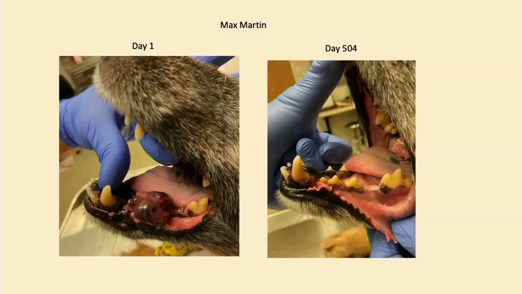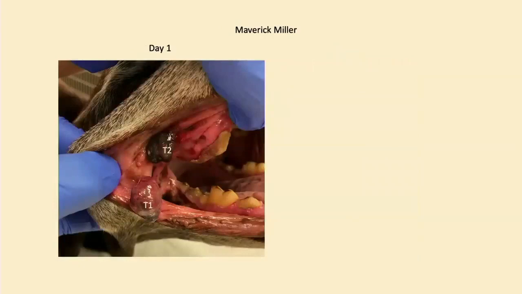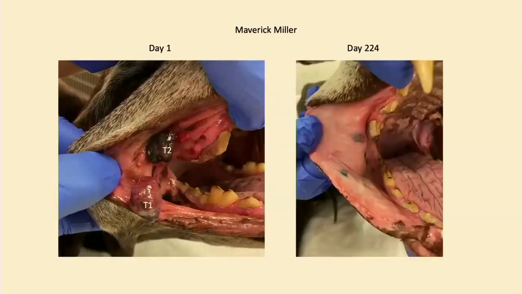So it goes. Went home, came back a month later, it was gone. So we're getting the equilibrium and elimination going on in real time. So that's Max Martin. Here's Maverick Miller, who had 2 different tumors. We injected them both. And gray whiskers on the muzzle there. And now we're coming up on 1 year, and it's just a tattoo because these are melanoma.